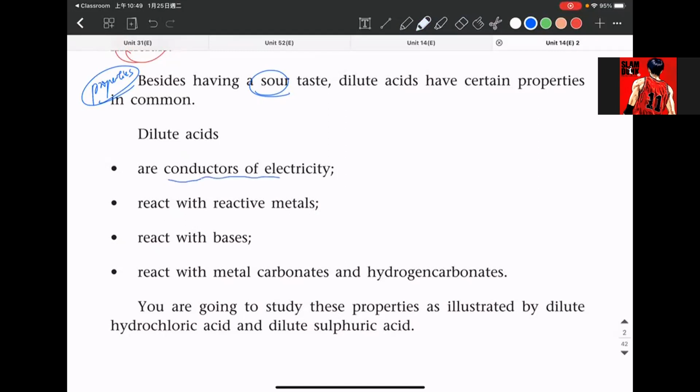For example, they are good conductors of electricity. They react with reactive metals. They react with bases. What is that? Bases. What is that? And they react with metal carbonates and hydrogen carbonates. So you are going to watch a video shortly about this. Okay, so please wait for a while to get to know our video where you talk about acids. Sorry to say that we cannot have a chance of doing the experiments here.